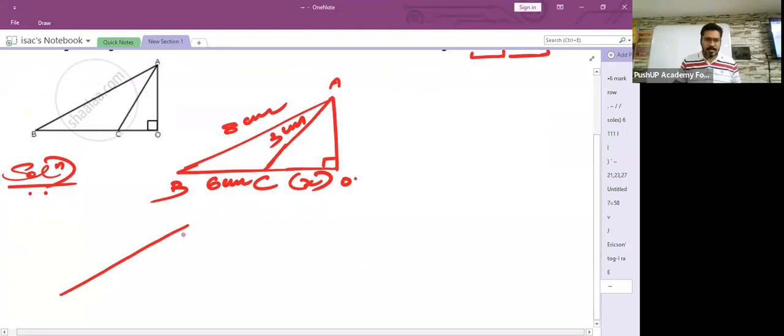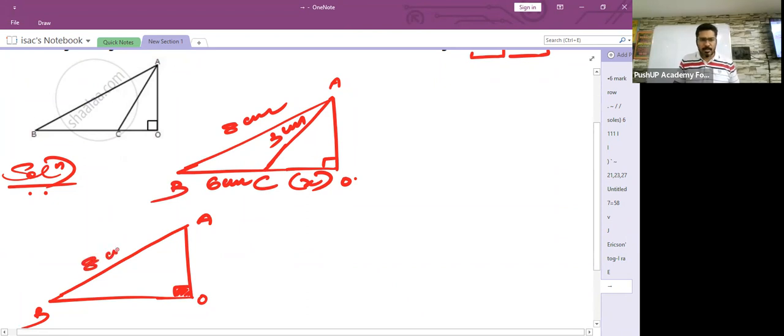This is the first, the big right angle triangle AOB, where this angle is equal to 90 degrees. AB is equal to how much? 8 centimeters. Sorry, OB is equal to how much? X plus 6. You all agree with this? AB is equal to 8 and OB is equal to X plus 6.